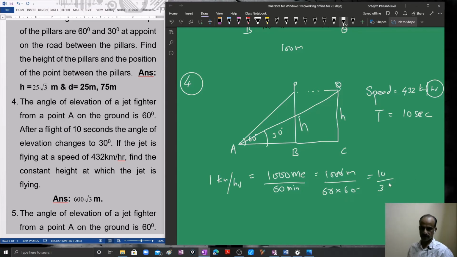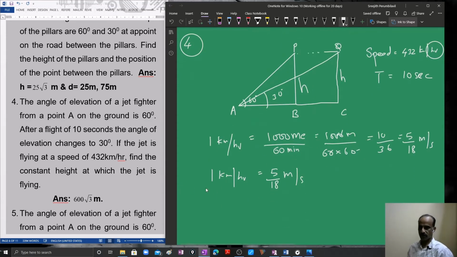10 divided by 36, or 5 by 18 meter per second. So this is 1 kilometer per hour. I'm just writing the conversion. You have to learn it by heart. 1 kilometer per hour is 5 by 18 meter per second. Here it is 432 kilometer per hour.